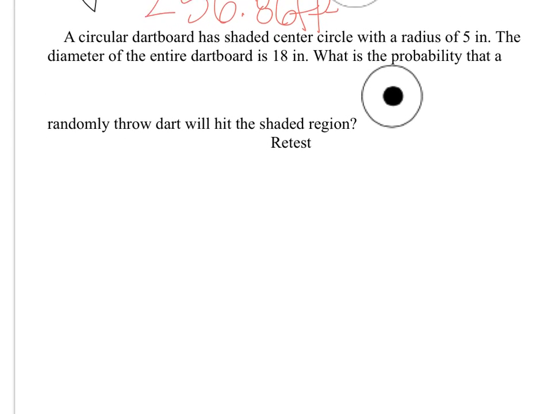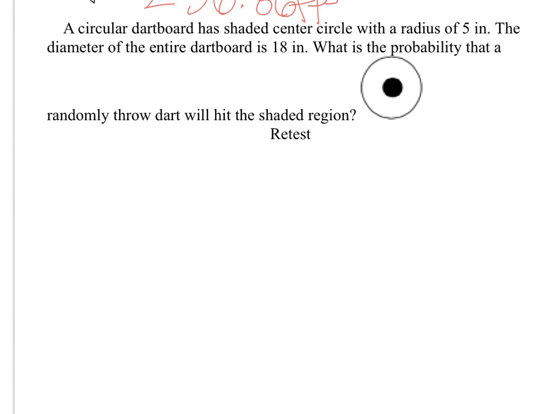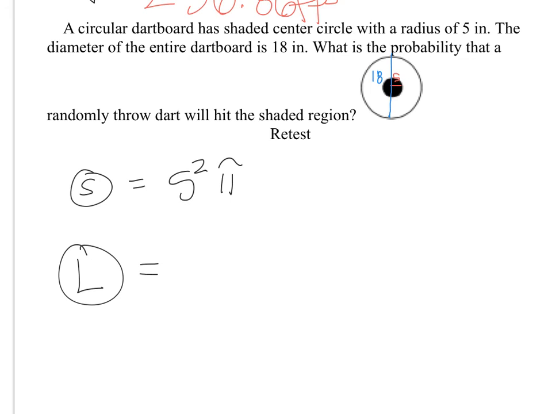And the last one, a circular dartboard has a radius of 5. So if I draw this in, it's saying basically it has this right here would be considered 5. And it also says the diameter would be 18. So I'm going to draw my pictures, because you know I like pictures. I'm going to label that one my small, that one my large. So my area of my small one would be radius squared pi. The area of my larger one would be radius squared pi. Remember, the diameter was 18, so that means half the diameter is 9.